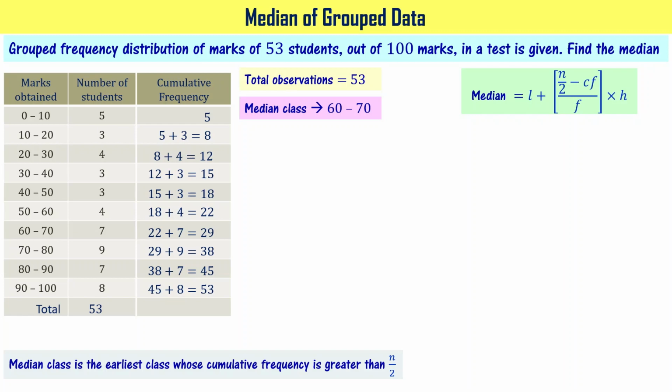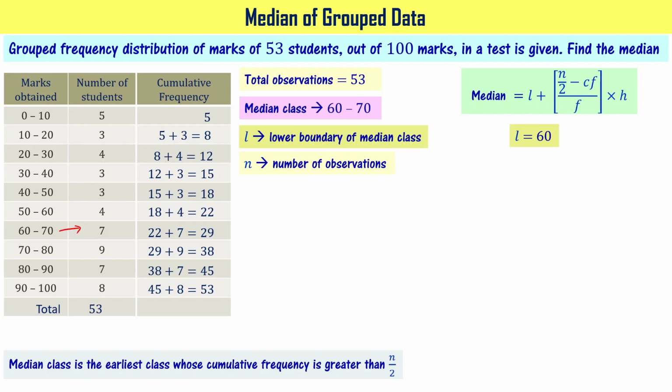Okay. Here, L is the lower boundary of the median class. We said the 60 to 70 class is the median class, right? The lower bound of that particular class is 60, right? L equal to 60. N is the total number of observations. We know that is equal to 53 students and 53 observations. N by 2 is 26.5.